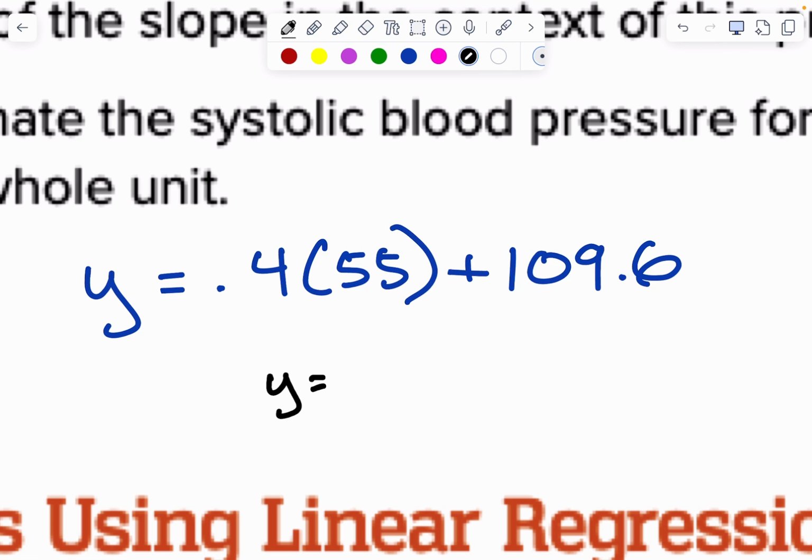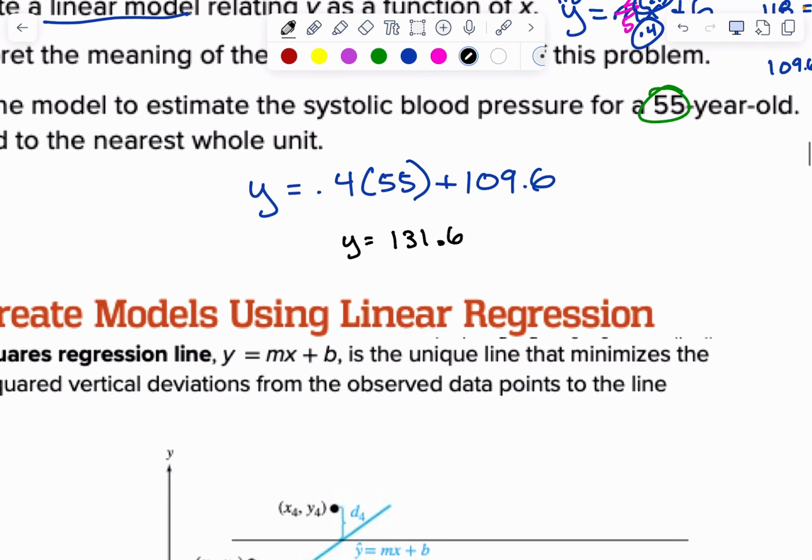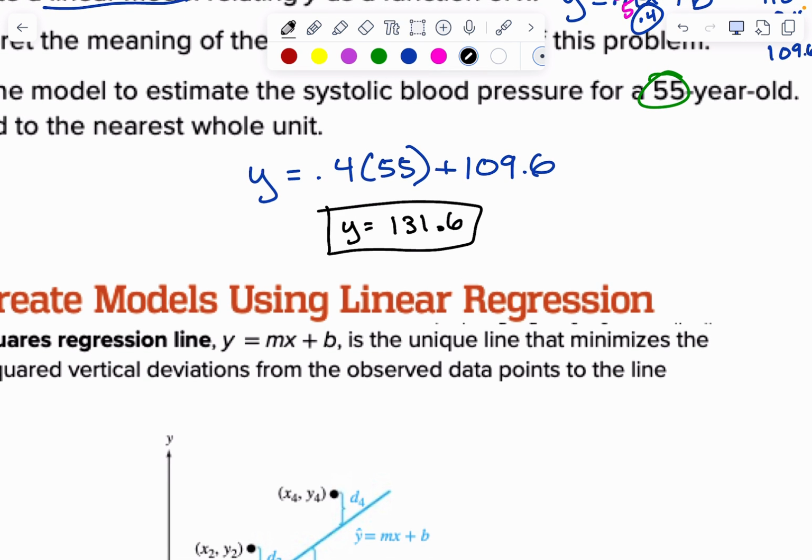Come on, Ella. That one's not even hard. You do that in your head. Well, we have a calculator, so we don't need to. 131.6. Okay, that's all right. That's your systolic. That is the top number of your blood pressure. That's high. High is like 140/90.